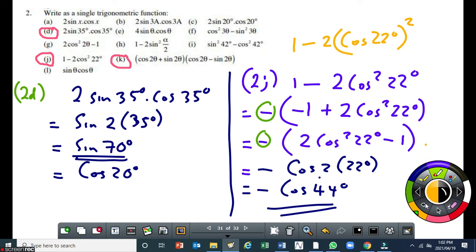What answer are you getting? Minus 0.7. Yes. And then, well, what's minus cos 44? Minus 0.7. See now, the answers are the same. And please take note of what I did in this step. That factorization is very important to create a double angle of cosine, that is number 2.